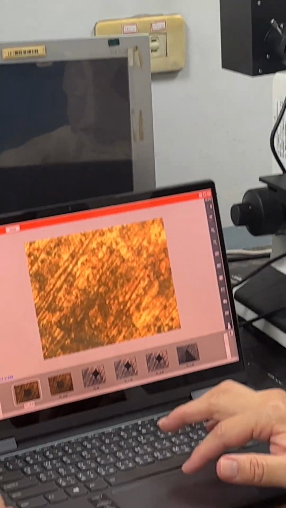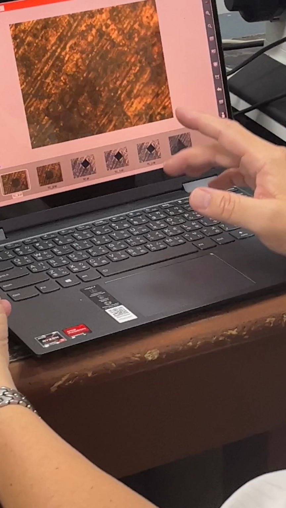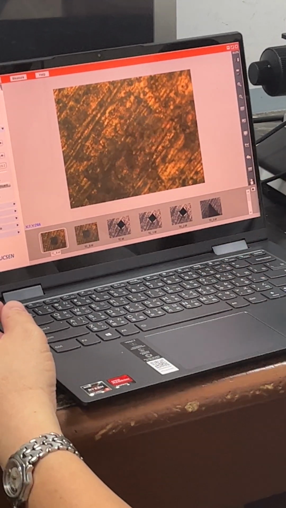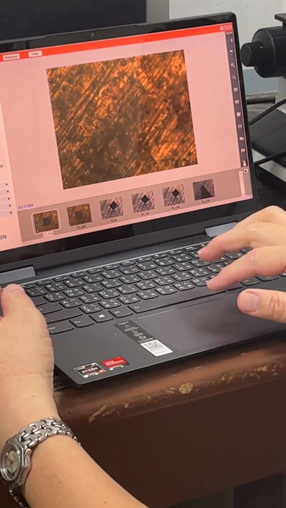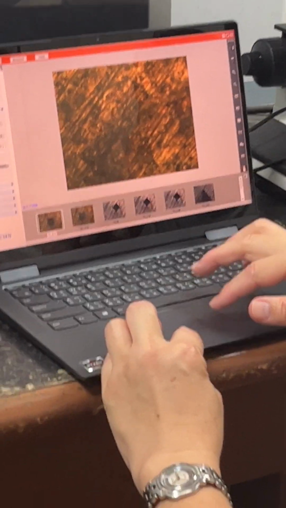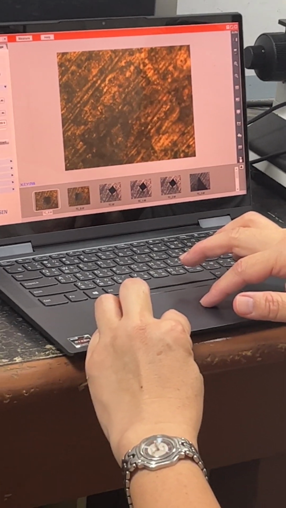And auto exposure, sometimes it works, but sometimes it doesn't. So for example, the auto exposure is darker. It's not always the best. So it's up to you. But however, it's easier for you to use the auto exposure.